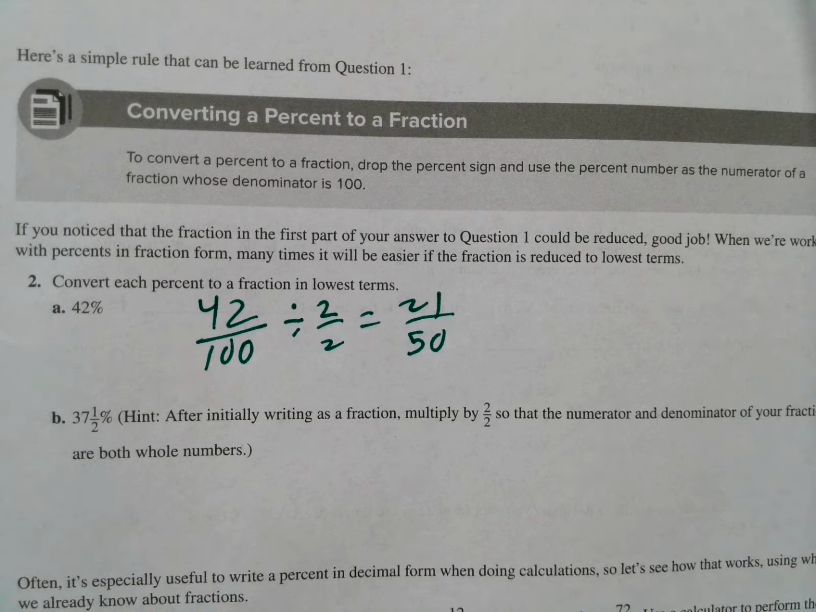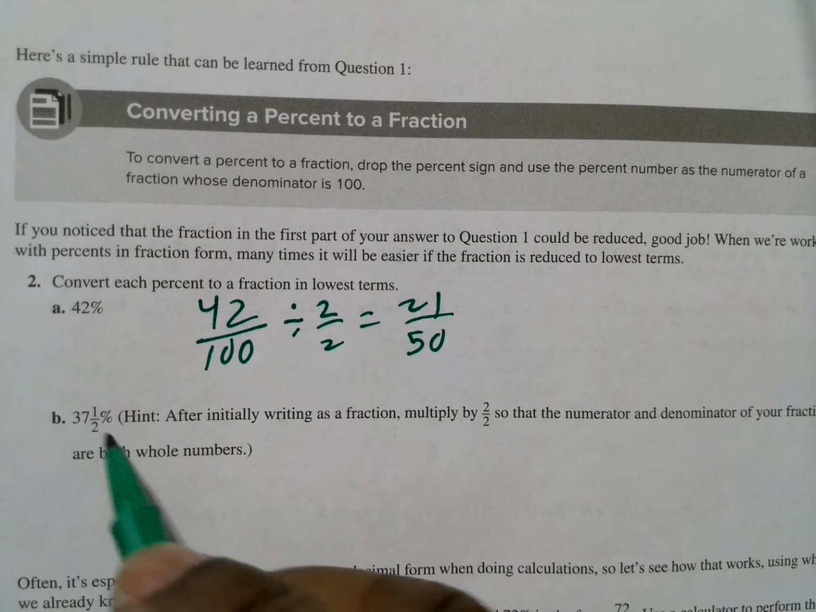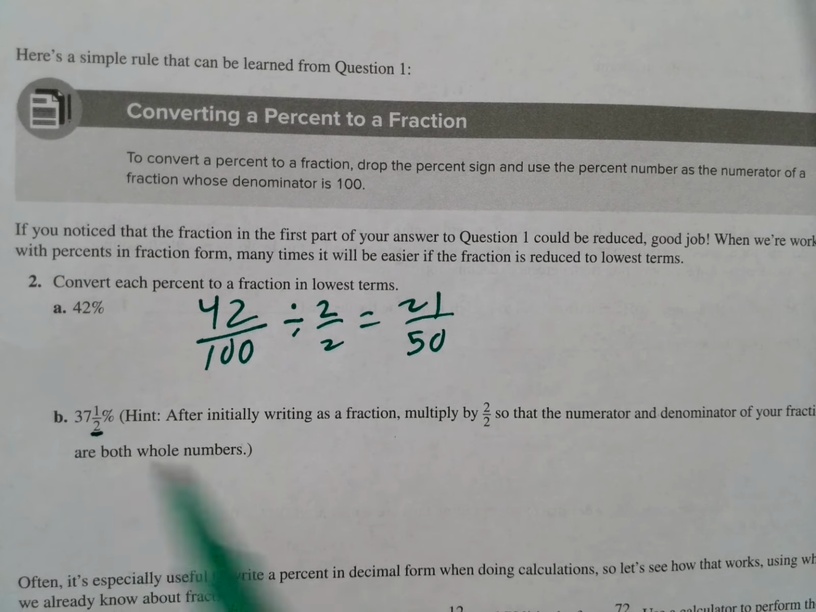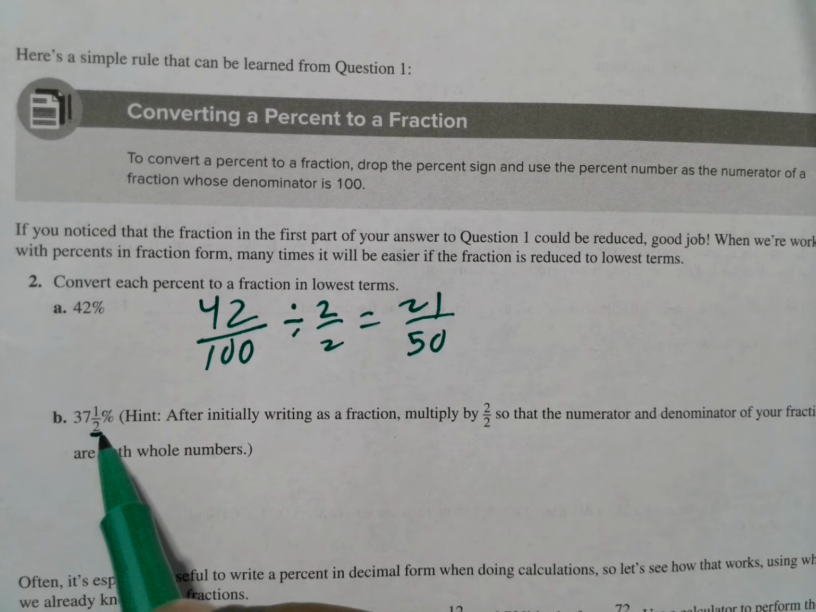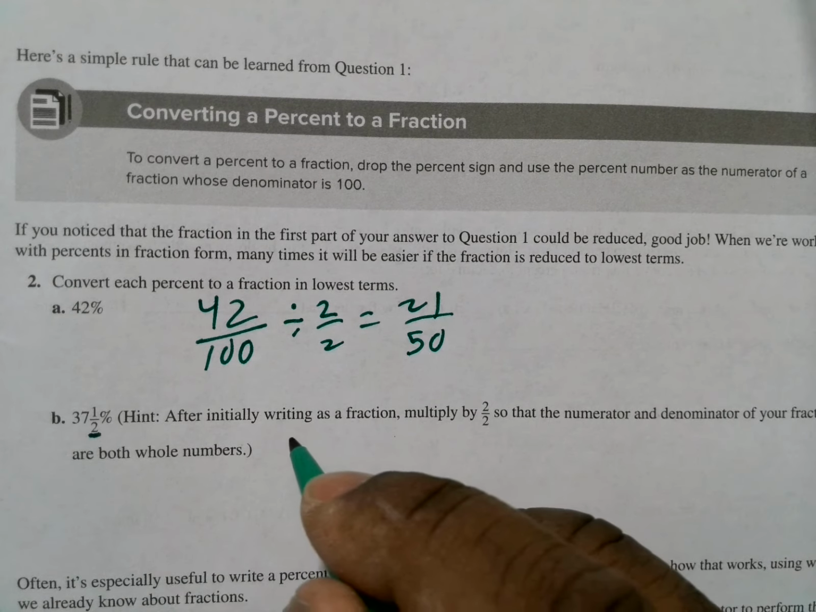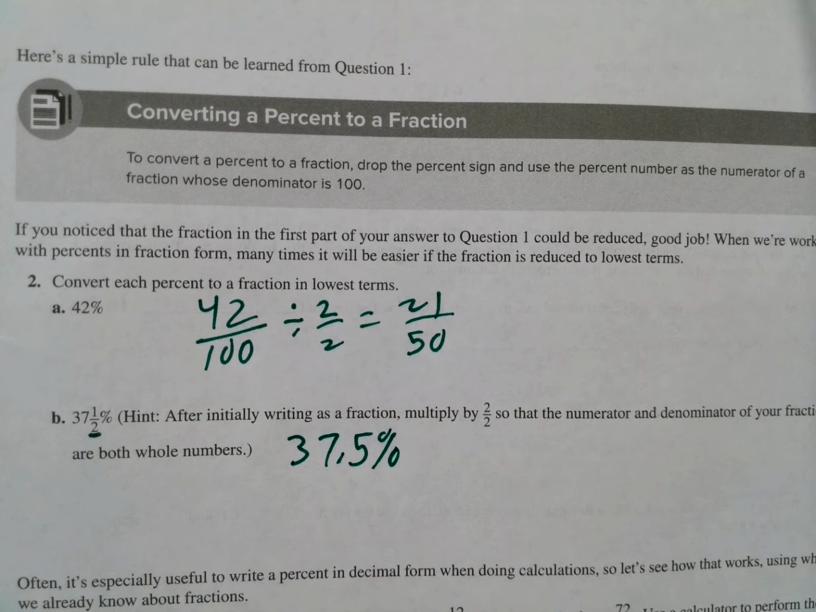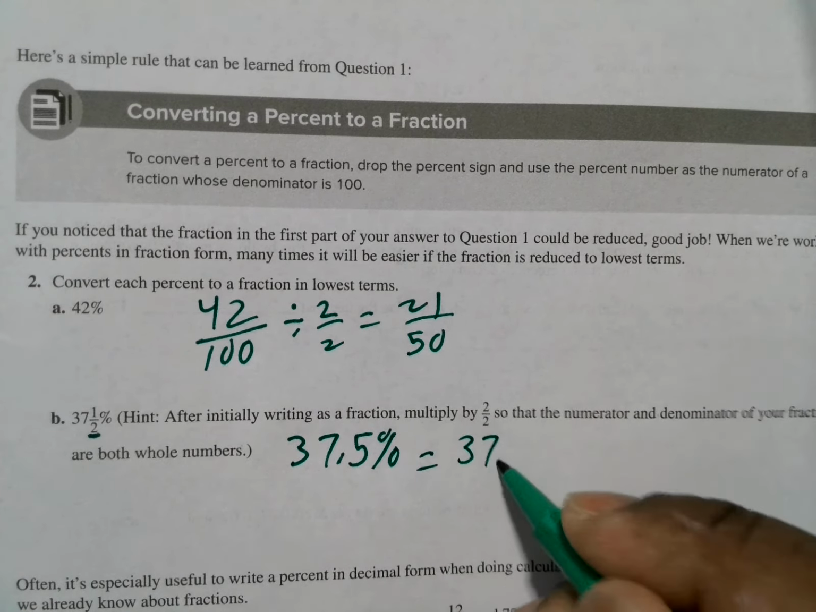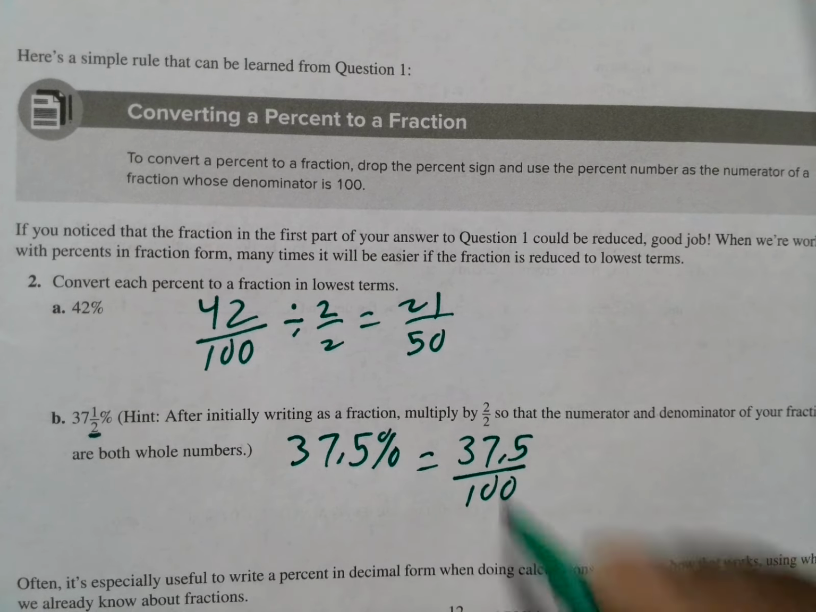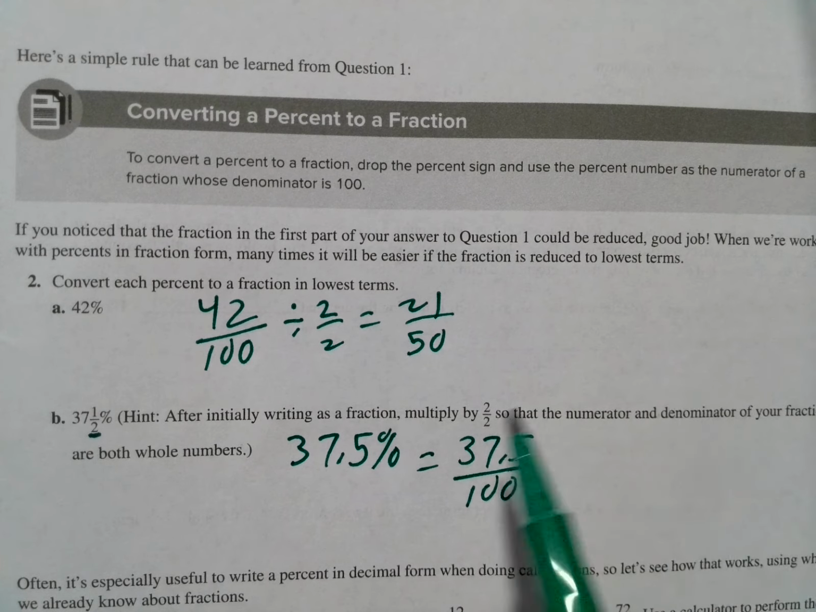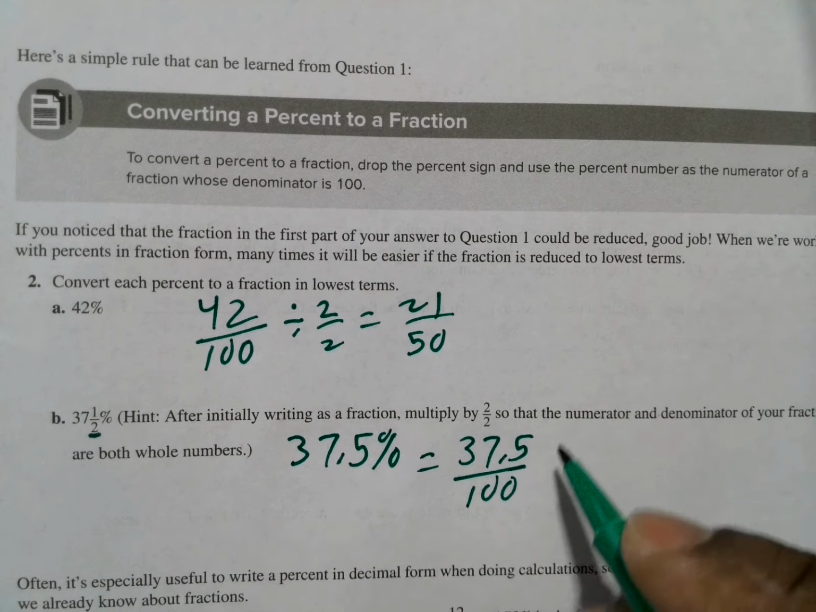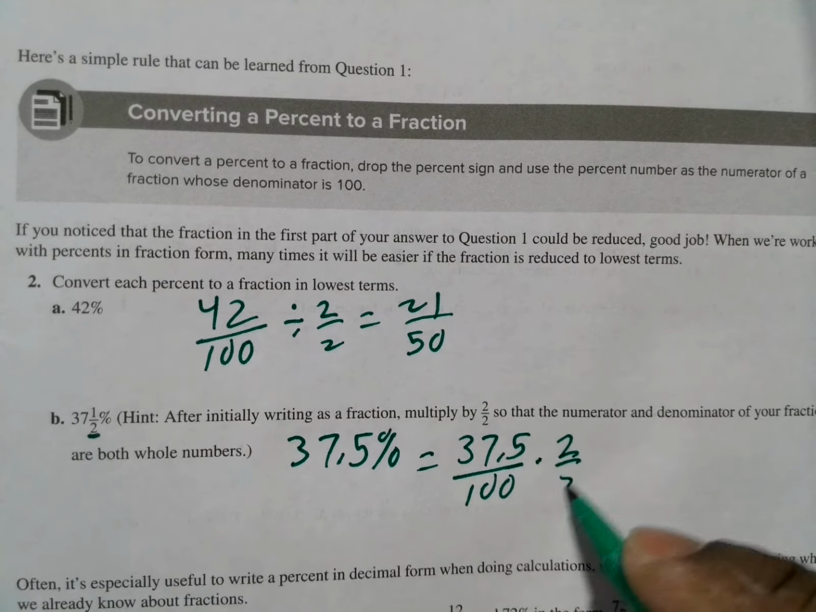Now for B, it says 37.5%. Hint, after initially writing as a fraction, multiply by 2 halves so that the numerator and denominator of your fraction are both whole numbers. So basically what this is saying here, this 1/2, if we put it in a calculator, will give us 0.5. So this is really 37.5%. Now we're going to rewrite that as a fraction as 37.5 divided by 100. Now, according to these directions, we will multiply this fraction by 2 over 2.